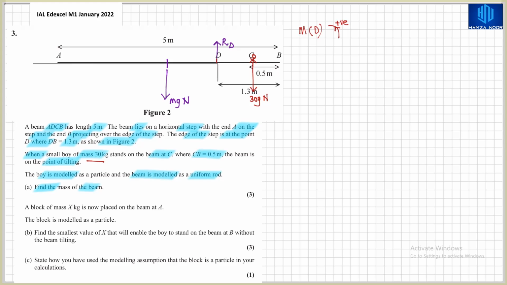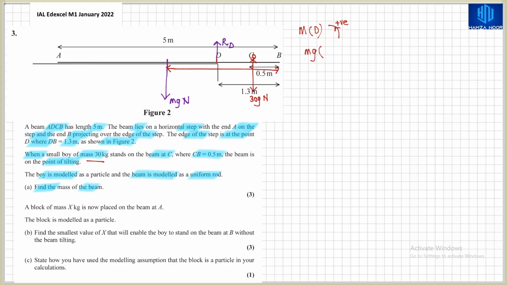So I've taken the anti-clockwise direction as positive. If you consider this mg force, it is creating a rotating effect anti-clockwise. So mg multiplied by a distance from point D. So we need to find the distance from point D. As we can see, this mg is acting at the midpoint of the rod.